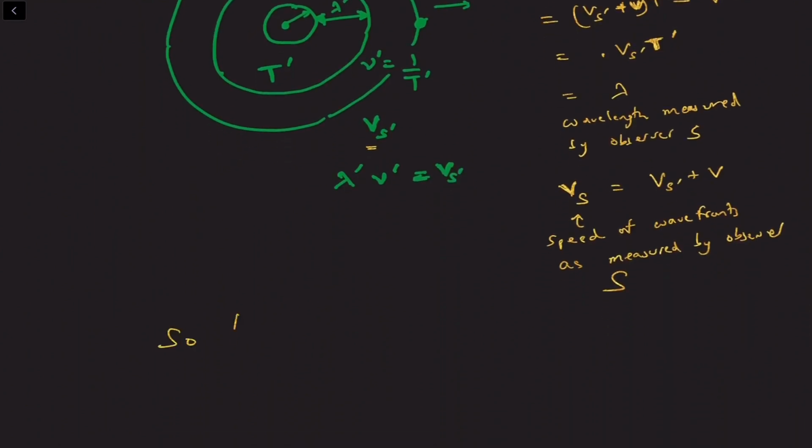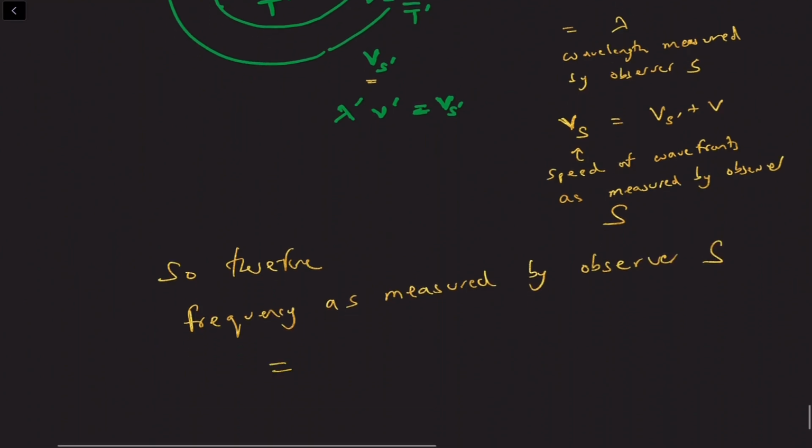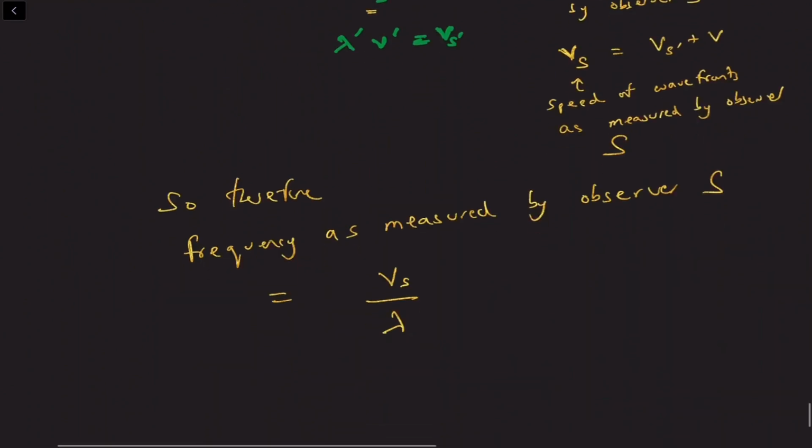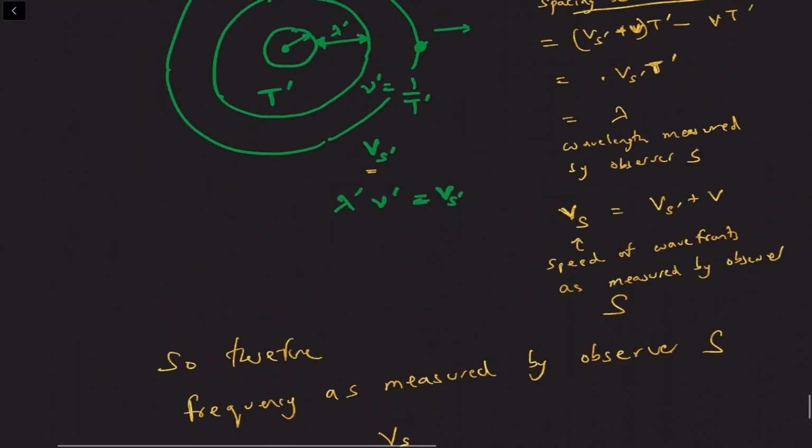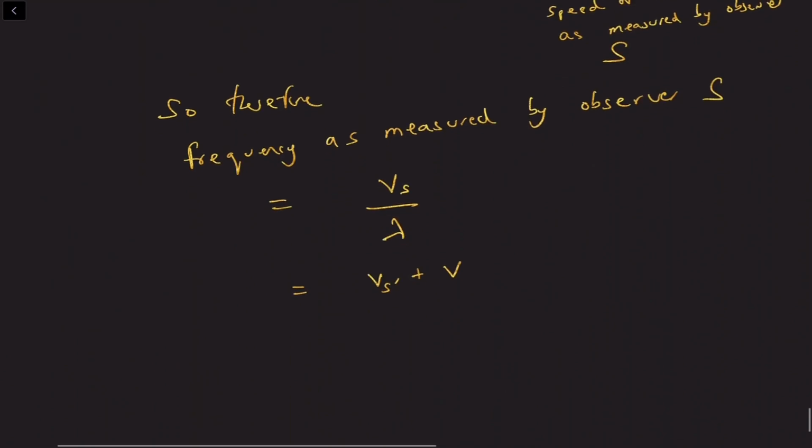So therefore, the frequency as measured by observer S would be equal to the speed as measured by observer S divided by the wavelength as measured by observer S. And this would be Vs prime plus V divided by Vs prime T prime.